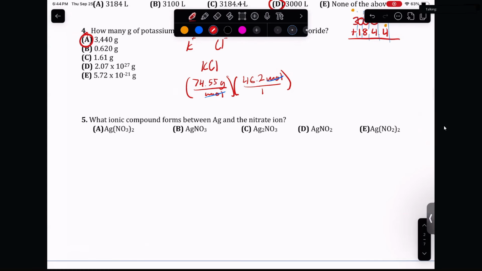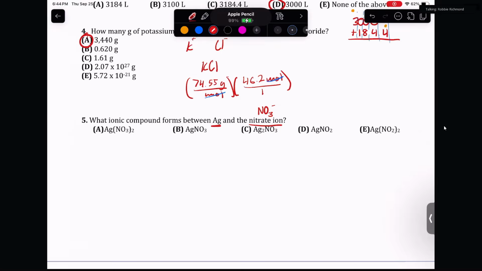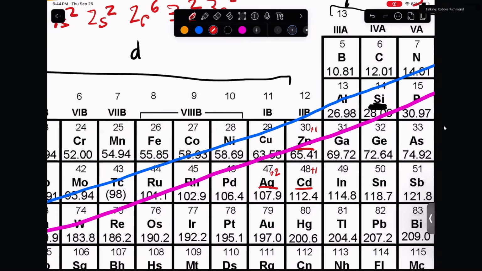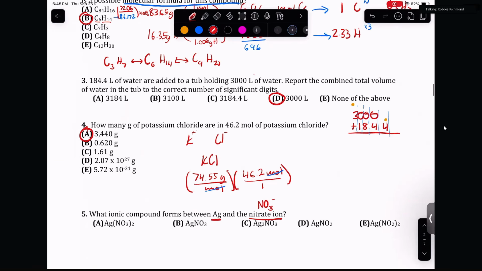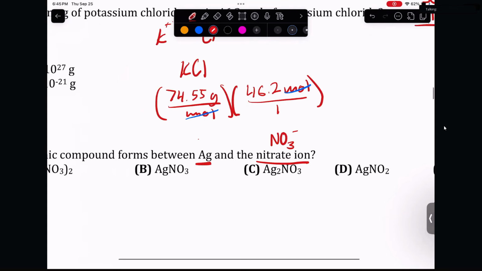Cool. Which ionic compound forms between Ag and nitrate ions? Alrighty, Ag and nitrate. Nitrate is NO3 negative, and Ag, let's look at this. Huh, that's cool. I wrote that down. That is a fixed charge, that is silver, and that always has a +2 charge. Hint, hint, nudge, nudge. Please write that down on your exam information sheet and periodic table, because without it, you would have no idea how to solve this question.